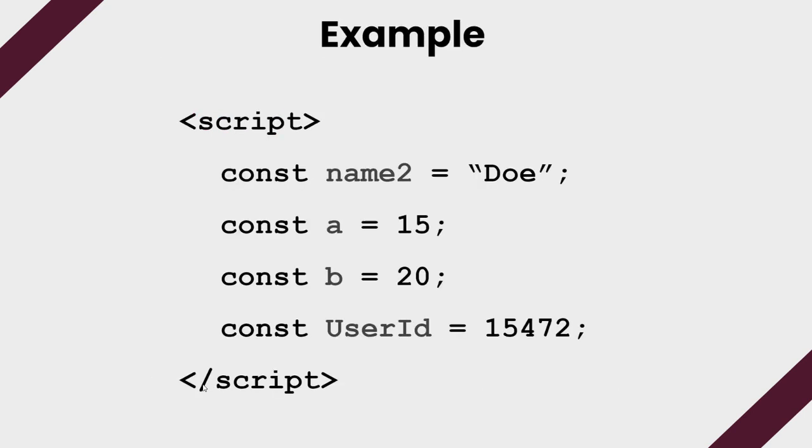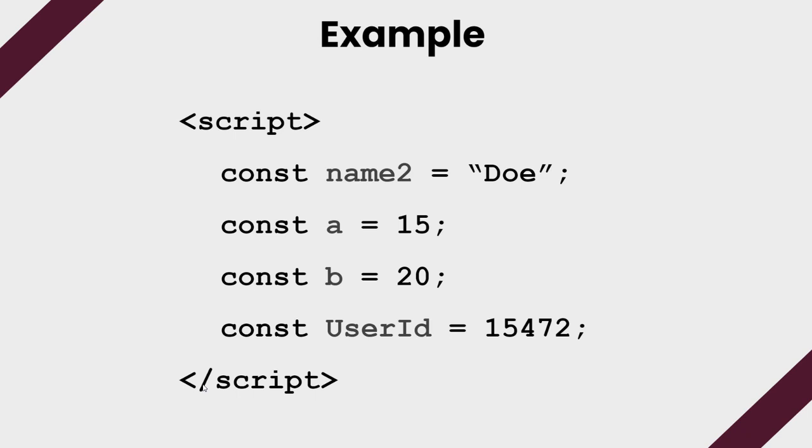So here we have a quick example of declaring variables making use of the const keyword. And as you can see on the screen, every line of code within the script tags is assigned a value. Like I said before, by not doing this, you would get an error. For the first line, we have the const keyword with the variable name of name2 assigned a string of dough. Also, we have the const keyword in the second line with a variable name of a assigned the value of 15.